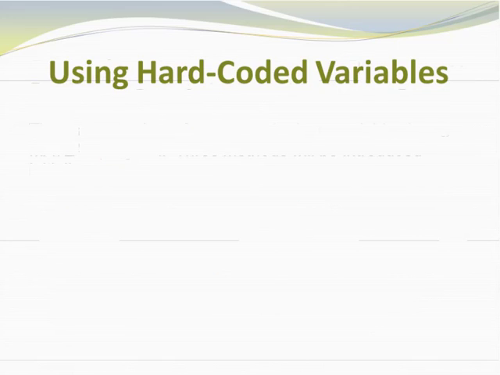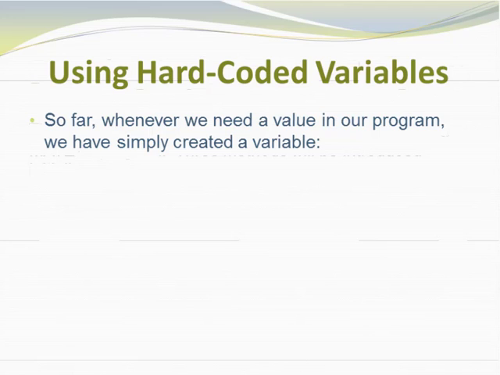Okay, so let's start off with the one that we already know, using hard-coded variables. So far, whenever you've needed to get a value into your program, you simply created a variable. We can do things like create a variable x that stores a number, in this case 5, or we could create a variable maybe called pizza that stores the value pepperoni. In this case, it's a string instead of a number. So we've been doing this all along.